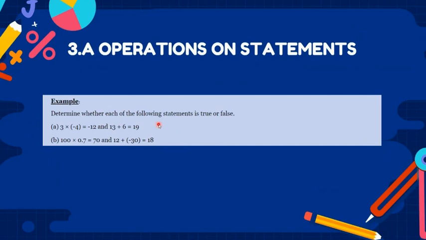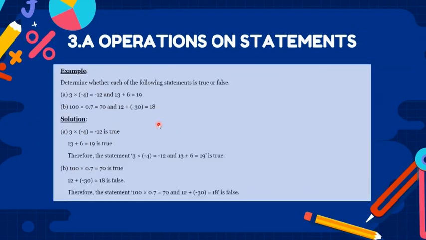Before we proceed to the answer, I need you to have your answer first. If you don't have it yet, please go through the question and you can pause the video for a while. Okay, for the solutions, I will go through them one by one. For question A, 3 times -4 equals -12, and 13 plus 6 equals 19. 3 multiplied by -4 equals -12 is true. And 13 plus 6 equals 19 is true also. You can check with the calculator if you want.